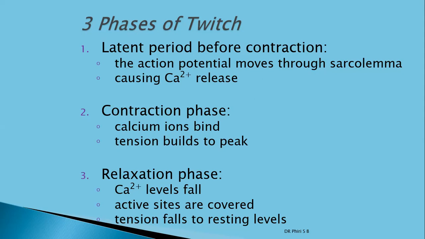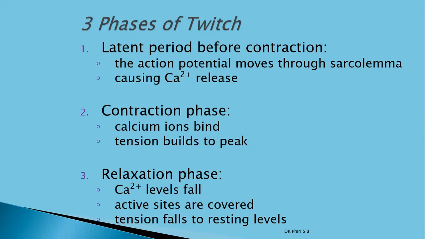Then phase 2 is called the contraction phase, whereby calcium is mobilized to build the tension, because calcium will bind to troponin. Then tropomyosin will move away, and the cross-bridge cycles will bring about the actual contraction. So phase 2 is called the contraction phase. Then the last phase of the twitch is called the relaxation. So a single stimulation will produce a single contraction.